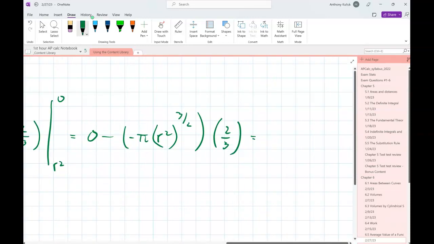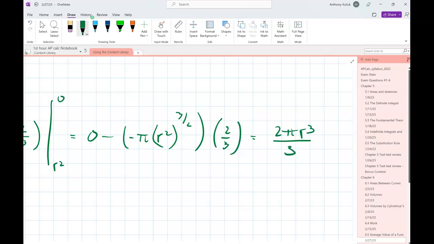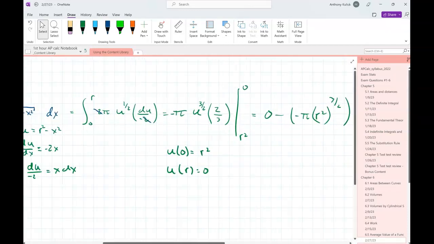So that's going to give me 2 pi r cubed over 3. Where'd I lose my factor of 2 somewhere, right? There should be 4/3 pi r cubed. We made some little mistake here somewhere, right? Where did it go?